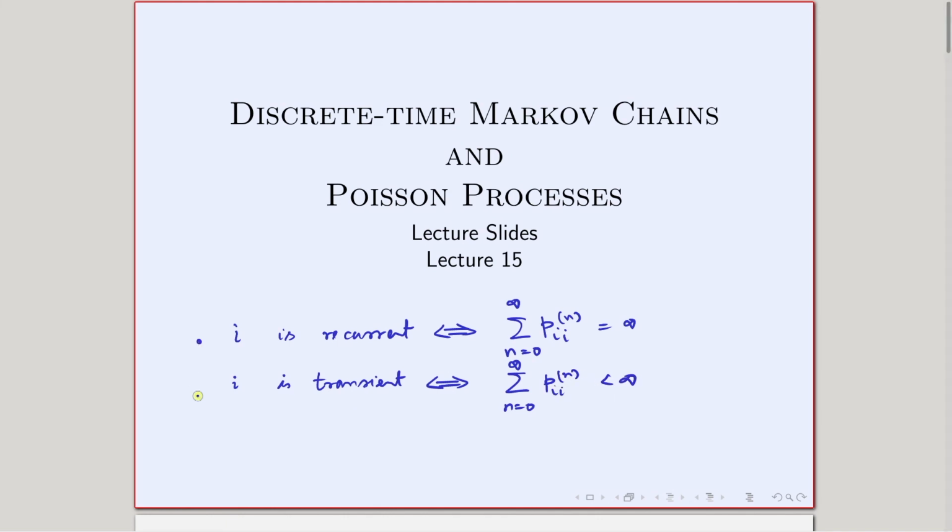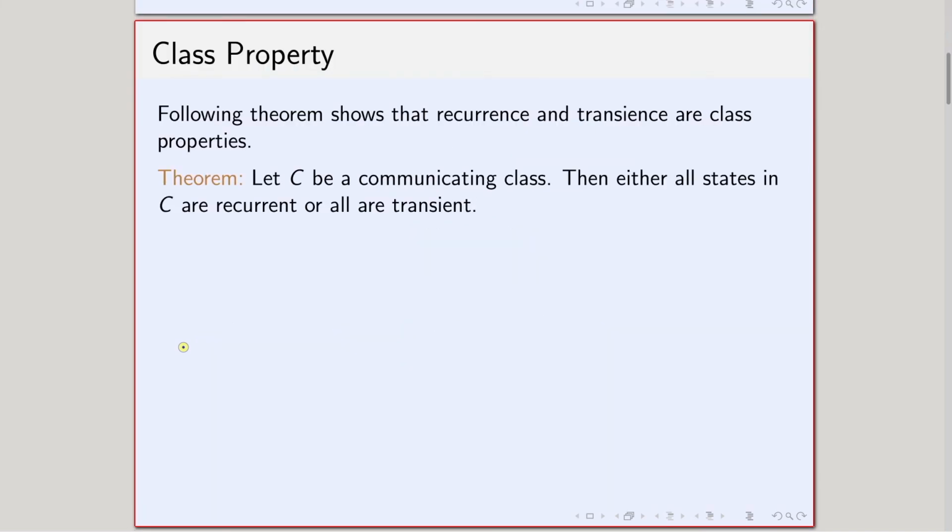These two very important results we have seen, and today we are going to discuss what is called a class property. We are first going to show that transience and recurrence are class properties. Before going into this, just recall what a communicating class is.